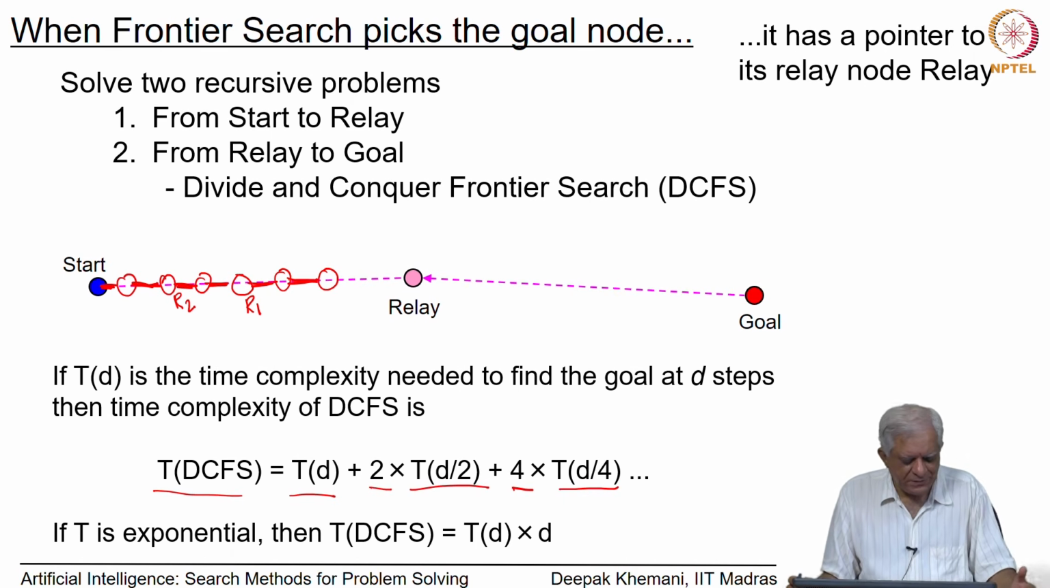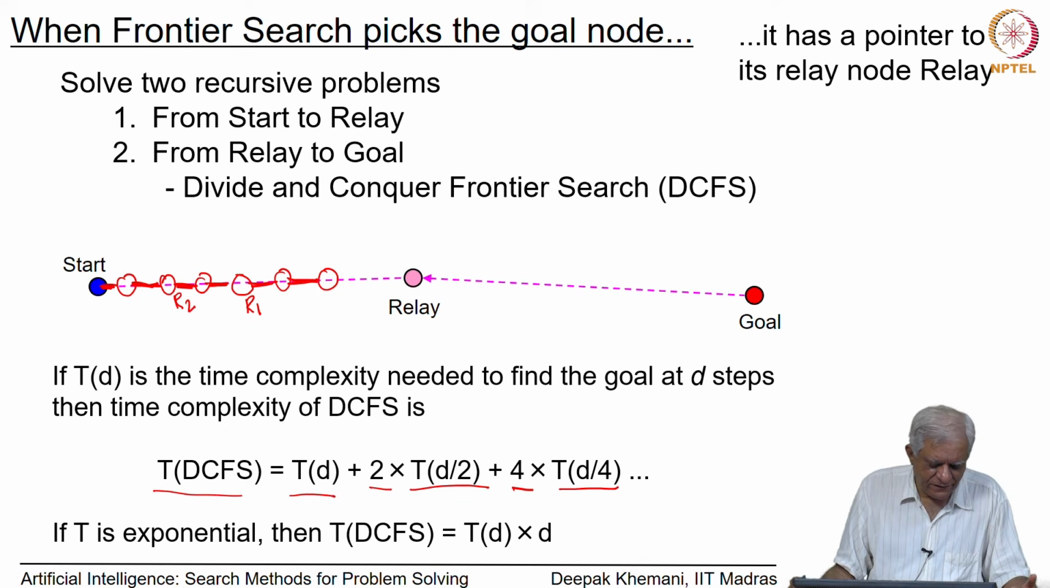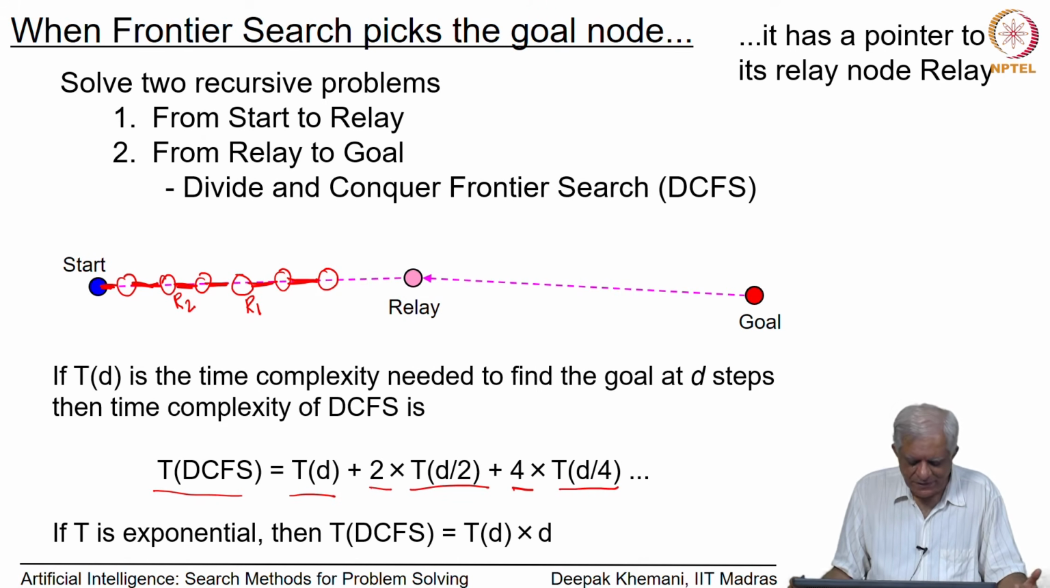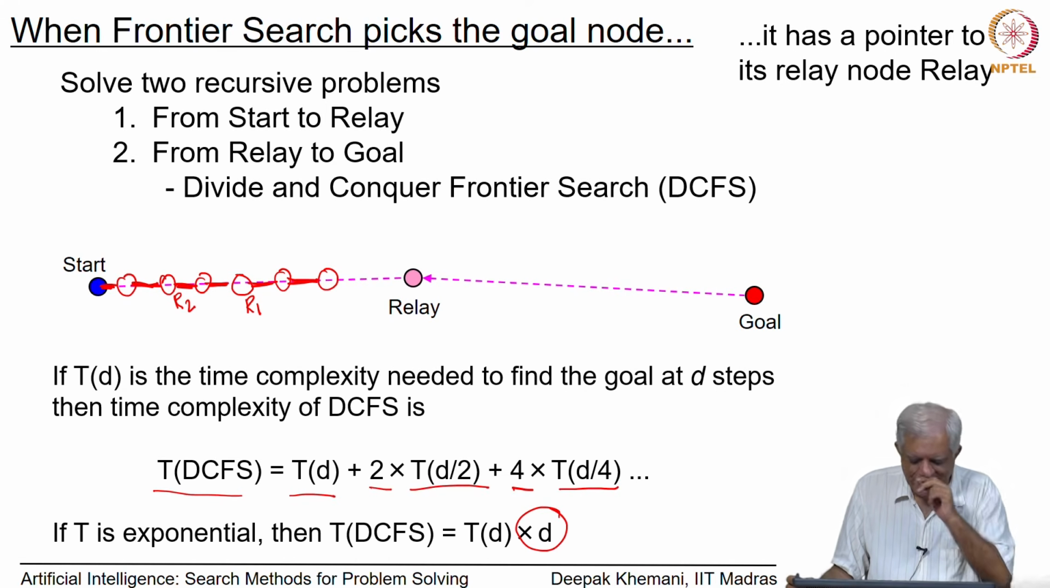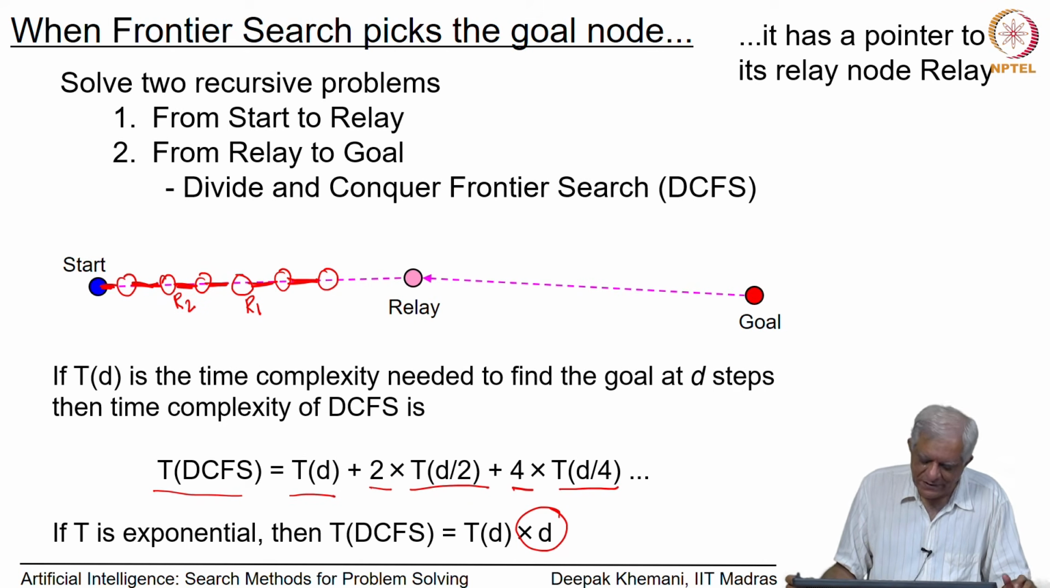It turns out, and you should work this out, that if time is exponential in nature, then the amount of time needed by divide and conquer frontier search is d times the time that it used to find the first instance of a path to the goal, when it found that a path to the goal exists and it found the cost of the path. But if you take that as a complexity T d, then you have to do d times more work essentially, and that is the extra cost you have to pay.